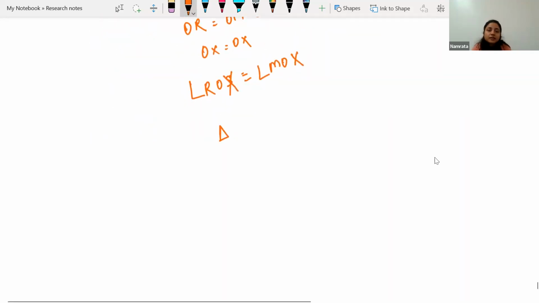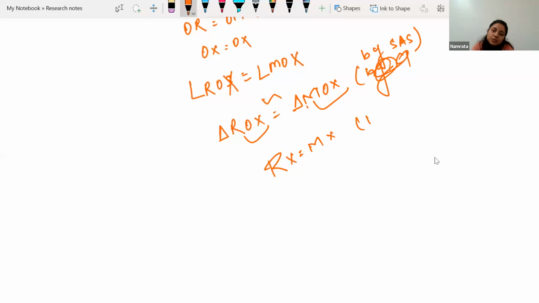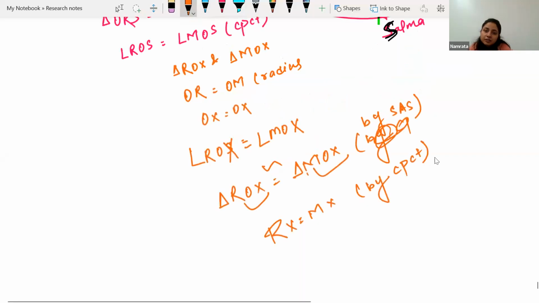So we will be saying triangle ROX and triangle MOX both are congruent by SAS. Okay. Now from here, can we say RX and MX both are same by CPCT? Can we? RX, MX both are same.